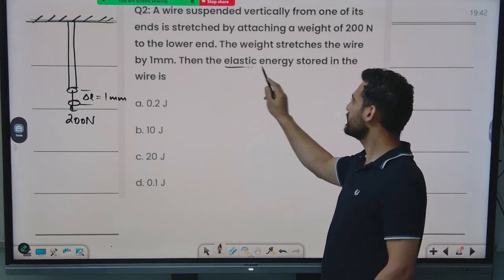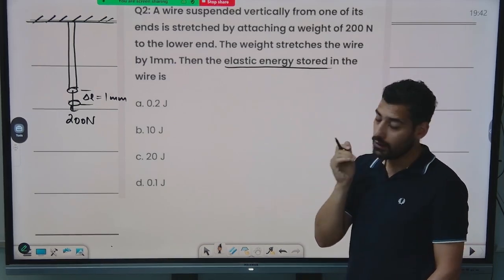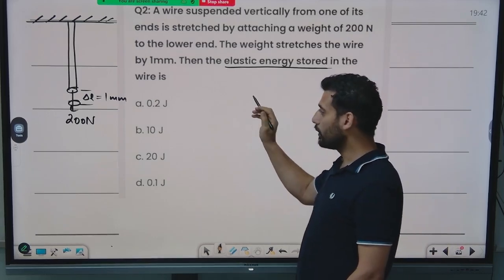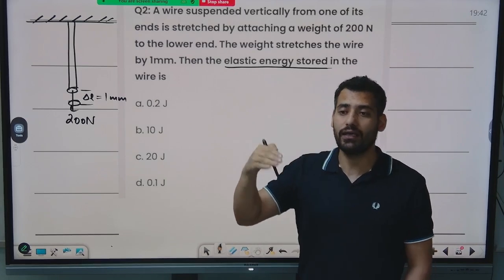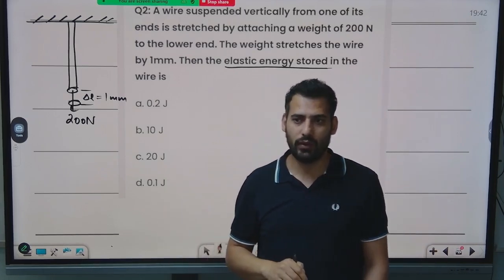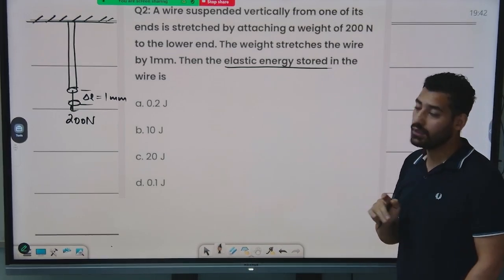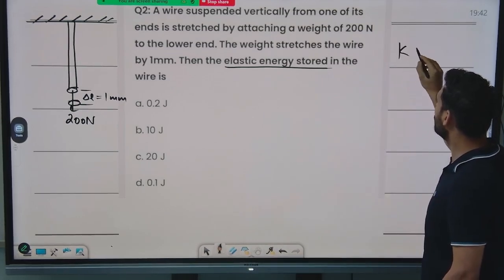First of all, you need to understand certain things about the expression. The elastic energy of a wire is equal to, understand, a wire is equivalent to a spring. A wire is equivalent to a spring of spring constant K equal to, can anyone tell me what is the spring constant of a wire?